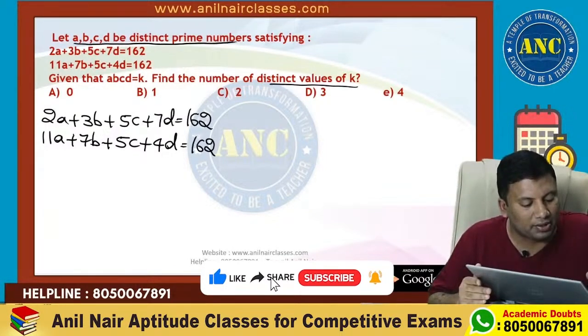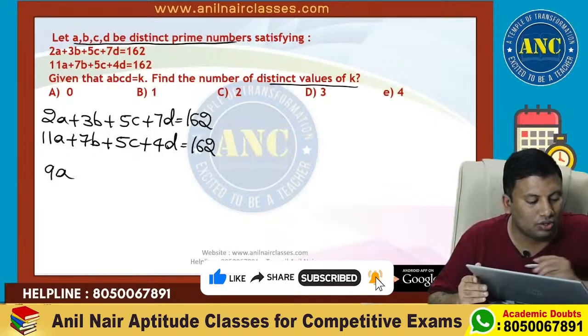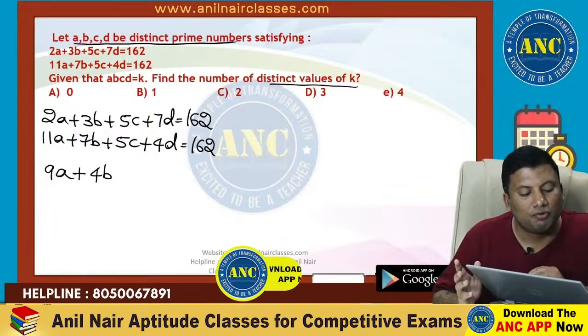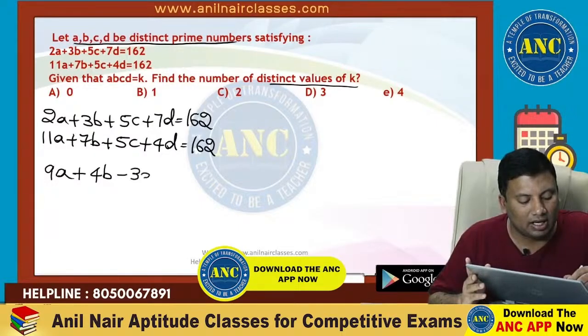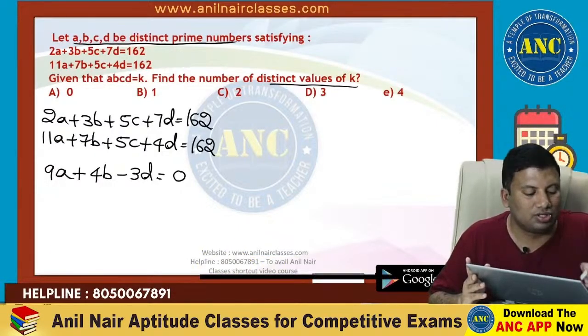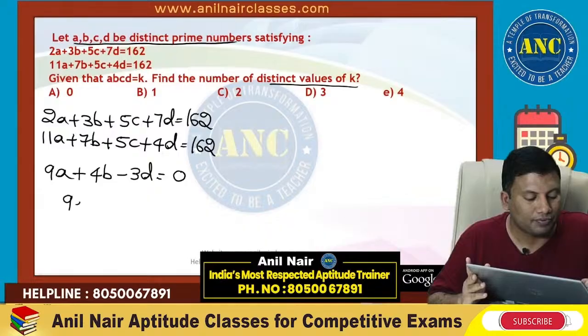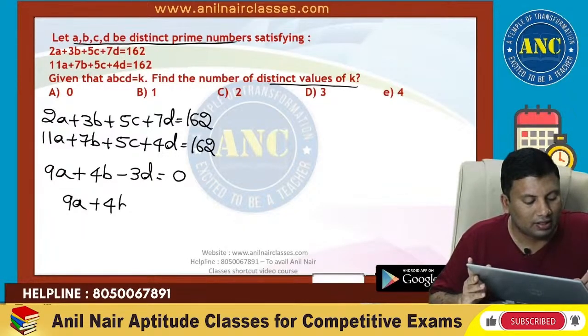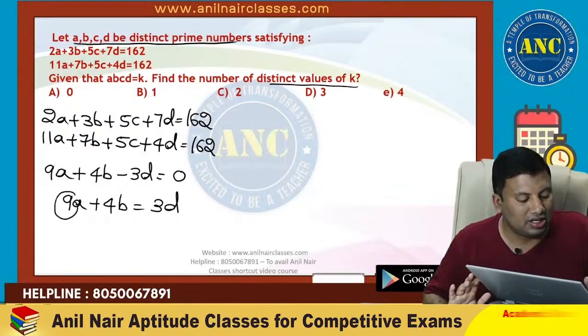Suppose I subtract: 11A minus 2A is 9A, 7B minus 3B is 4B, 4D minus 7D is minus 3D, equivalent to 0. So 9A plus 4B is nothing but 3D. Am I right? This is divisible by 3.